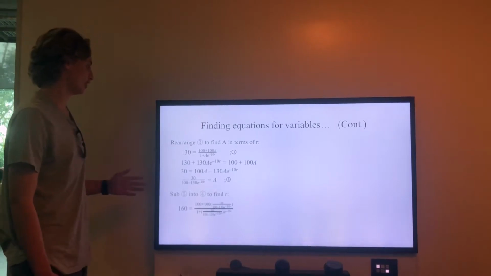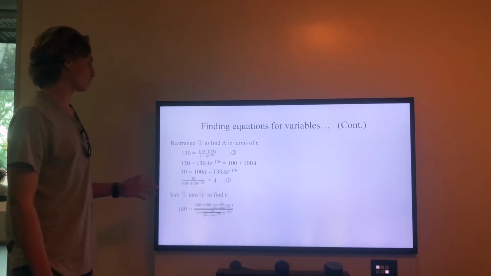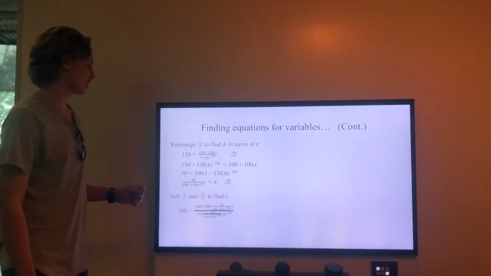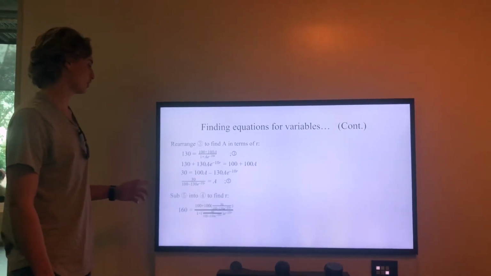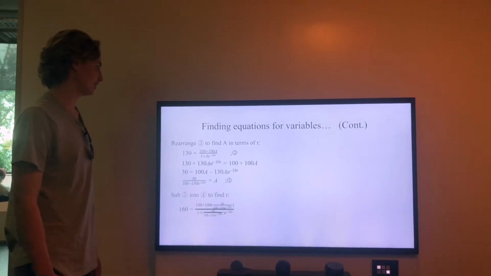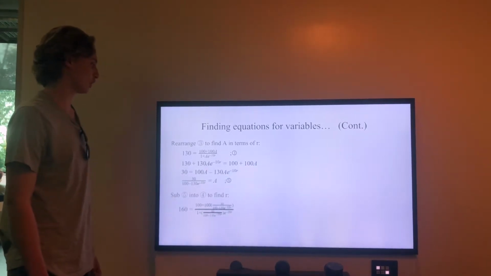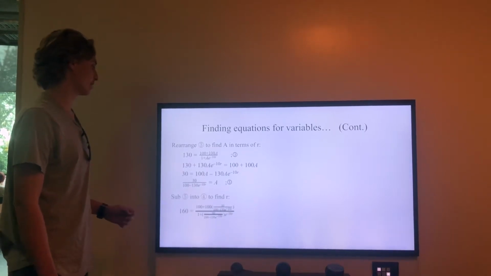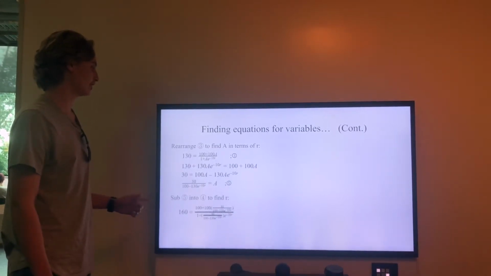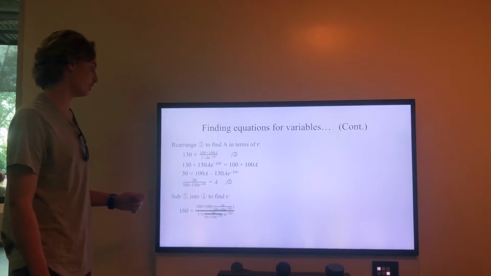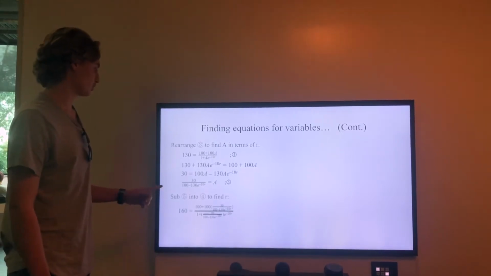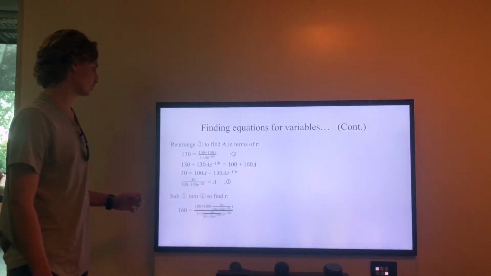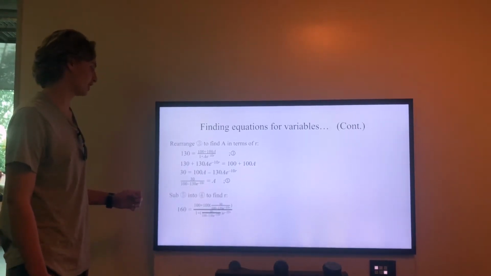We have 130 equals 100 plus 100a over 1 plus ae to the power of negative 10r. We rearrange the denominator to get 130 plus 130ae to the power of negative 10r equals 100 plus 100a, which leaves us with 30 equals 100a take 130ae to the power of negative 10r. We rearrange for a, which equals 30 over 100 take 130e to the power of negative 10r.